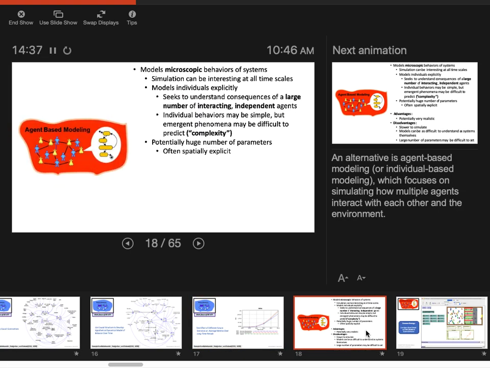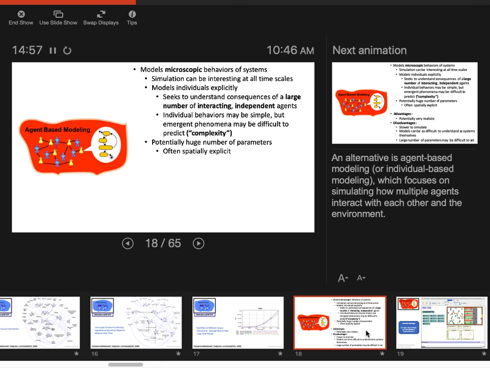On the total flip side of that is agent-based modeling, which I'll give you a little bit of an introduction to in Lab 4 with NetLogo, another program that is commonly used for agent-based modeling. And here you actually model every single individual, and even model the space around them.